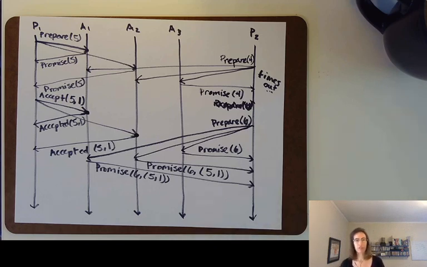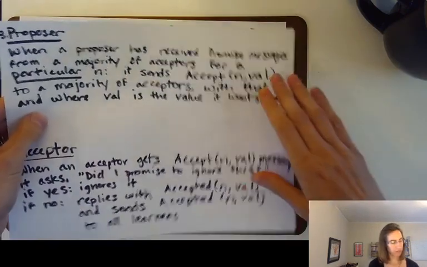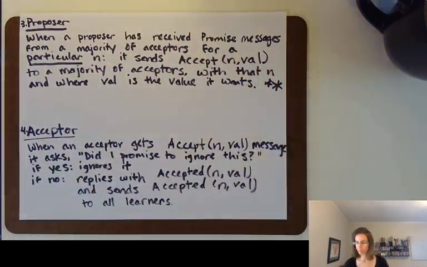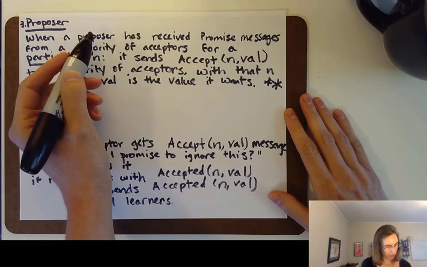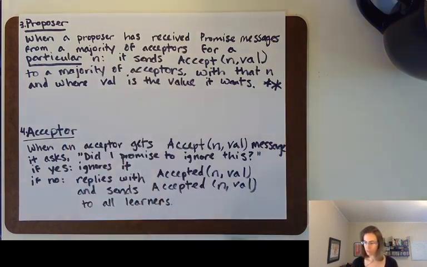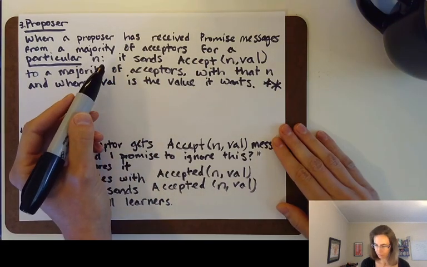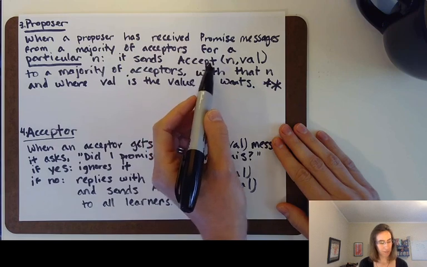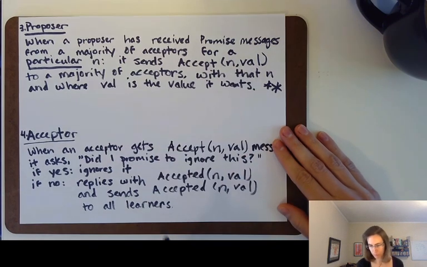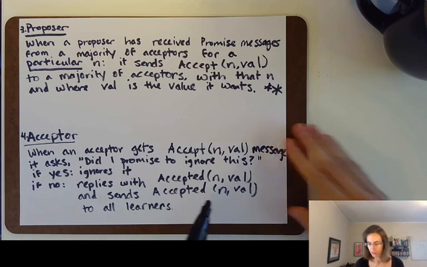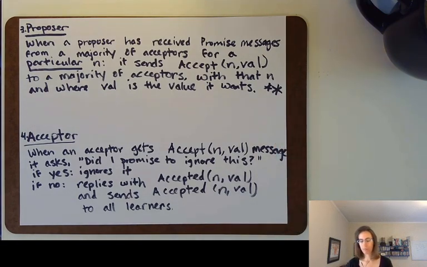So that brings us to our other gap that we need to fill in the algorithm, our other asterisk. So let's look at what the proposer is supposed to do when it gets those promise messages. So that's this part of our algorithm. So before we said that when a proposer has received promise messages from a majority of acceptors for a particular n, it's going to send out this accept n message with the value that it wants to propose. How do you think that we're going to have to tweak this part of the protocol?